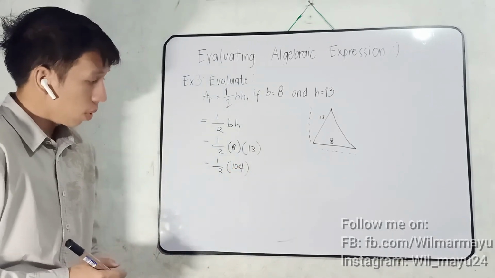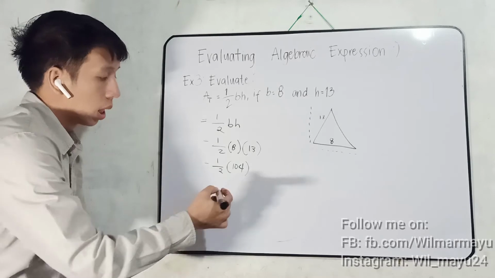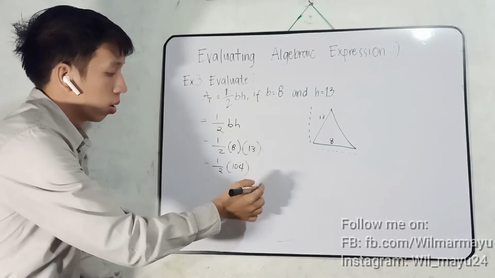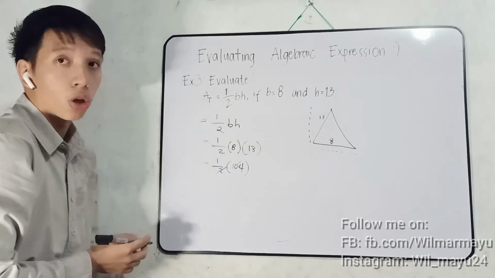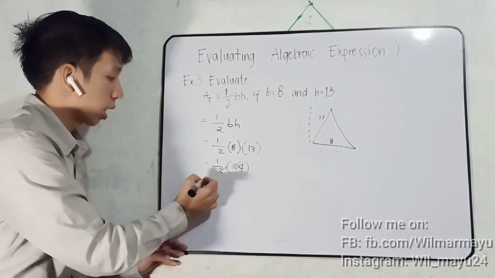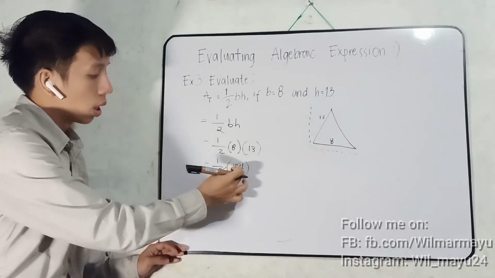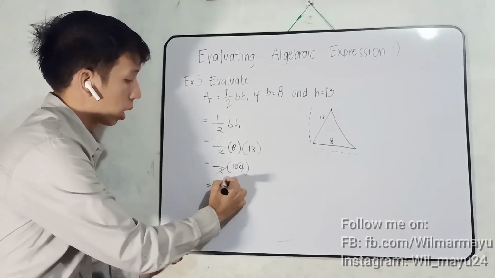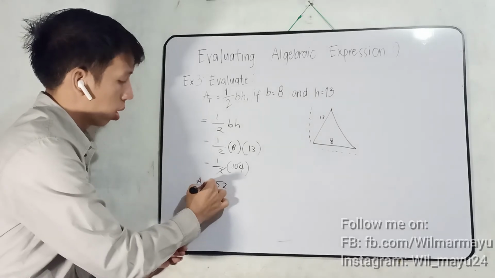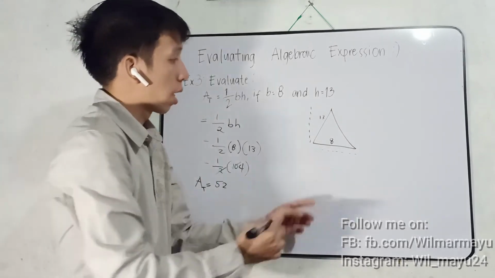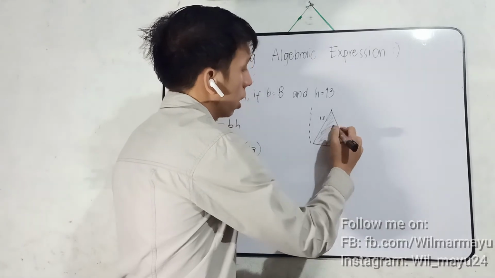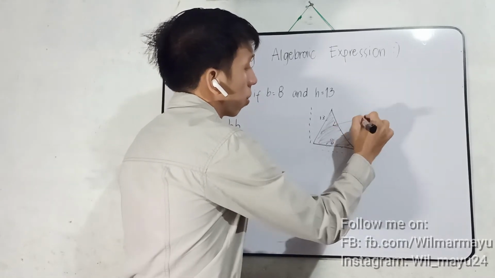Now, makapansin natin dito is simply cancellation in division ang gagawin natin. So, 104 divided by 2 is equivalent to 52. So, the area of this triangle is 52.